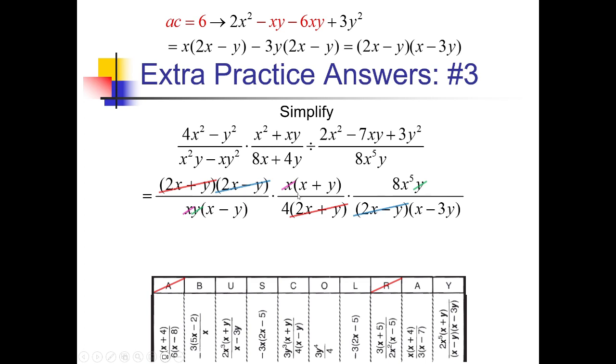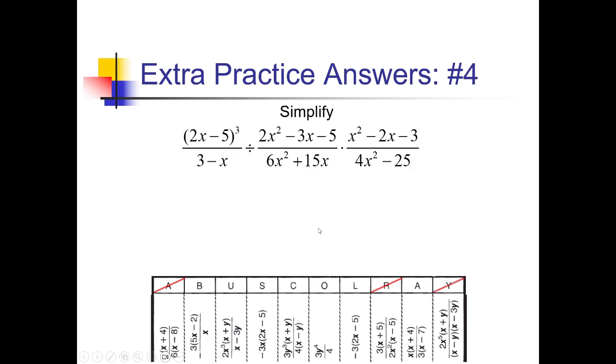However, the 4 and the 8 can reduce at least to give us a 2 over 1. So picking up the pieces, in the numerator, I have a 2, an x to the 5th, and an x plus y. In the denominator, I have an x minus y and an x minus 3y, and that's it. So 2x to the 5th and all the rest of that crazy stuff. I see that over here at the end, so I'll cross off this y.